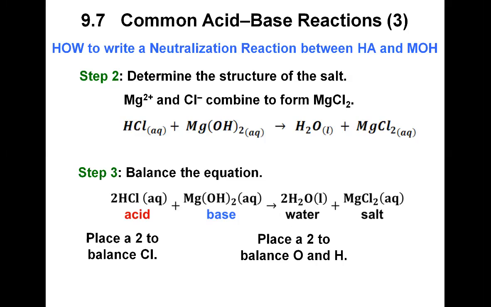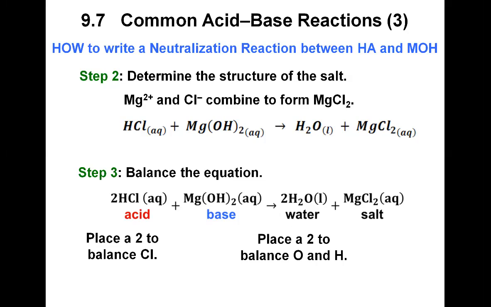Magnesium still 1 on both sides. If you count the hydrogens, on the left side you have 2 hydrogens from the acid, and on the base you have 2 hydrogens as well. 2 + 2 is 4 hydrogens on the left. And on the right, you have 2 times 2 hydrogens coming from water. So that's 4 hydrogens there.